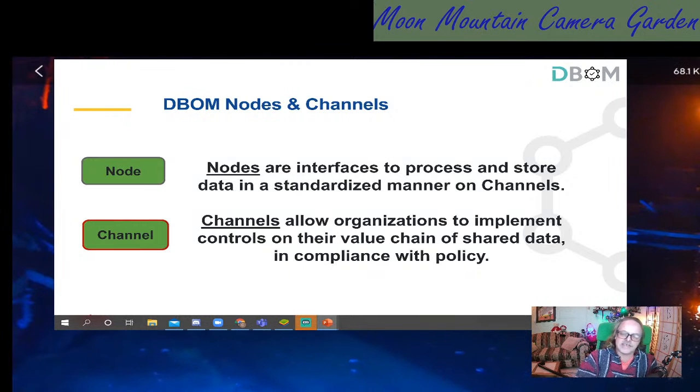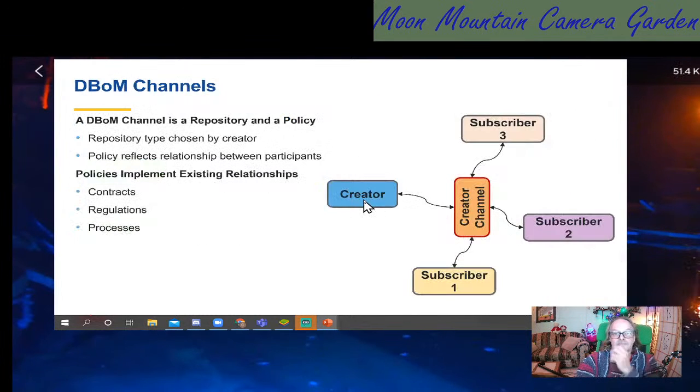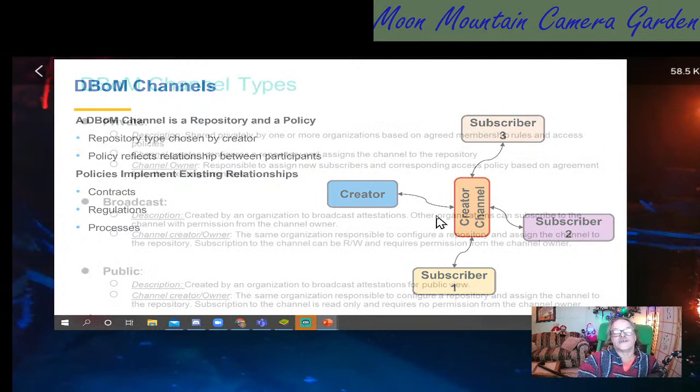So to create a digital bill of materials, you need two things. You need attestation nodes, DBOM nodes, that allow you to involve yourself with channels, to create channels or to subscribe to other channels that have been created for your purposes. So a DBOM channel is just a repository and a policy. So the repository type is chosen by whoever creates that channel. We'll talk about that in a moment. It could be blockchain, could be flat databases, doesn't really matter for our purposes. And the policies tend to be an implementation of the existing relationship, the contracts, the regulations, the processes, what defines the relationship among the parties who are sharing the attestations.